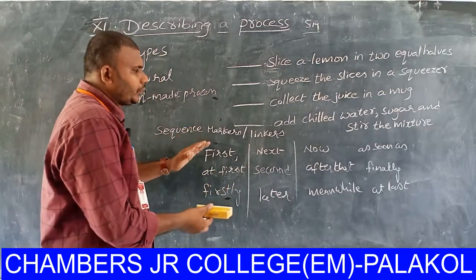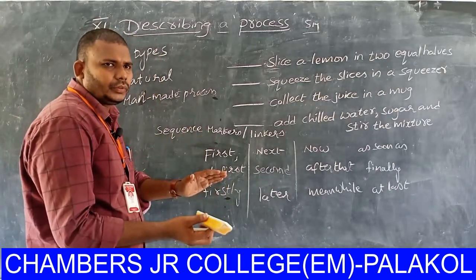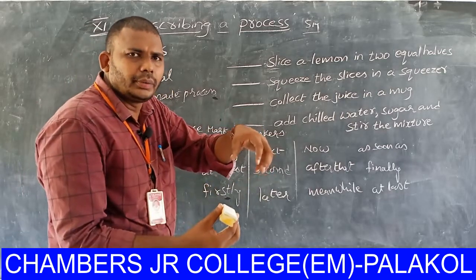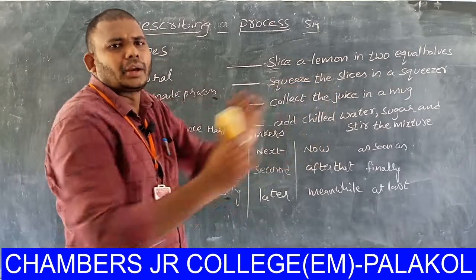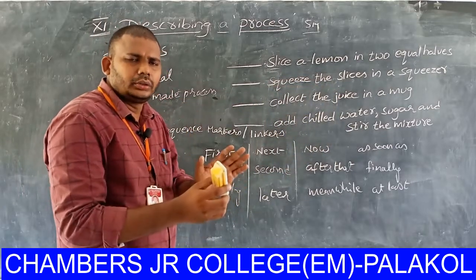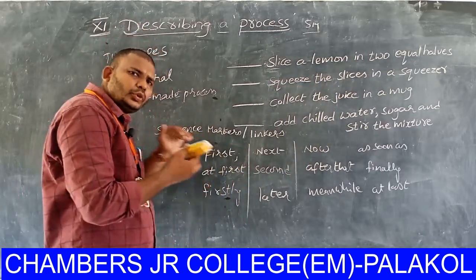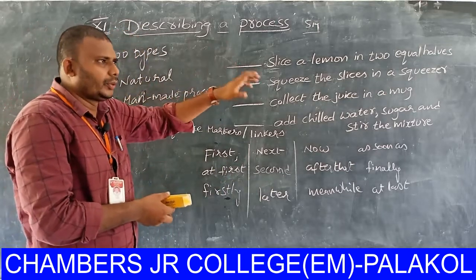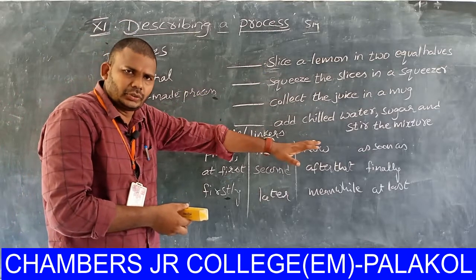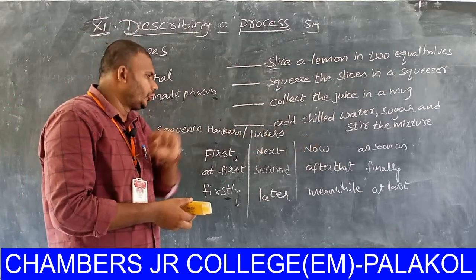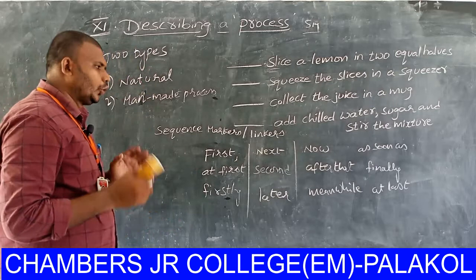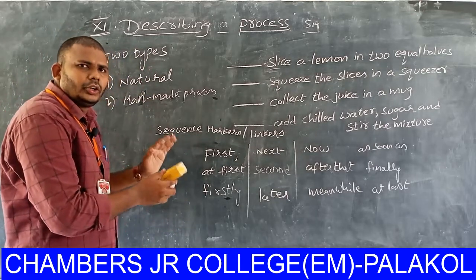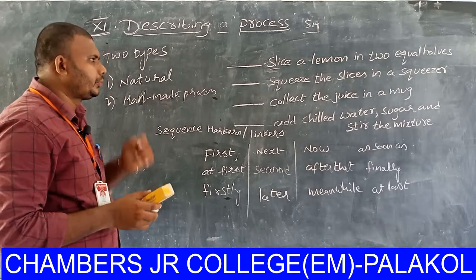So by choosing some of these words, we can combine the steps involved in a procedure into a paragraph. That is what we have to do in the name of describing a process, or process description. Okay, let us see how these words are used to combine the steps.